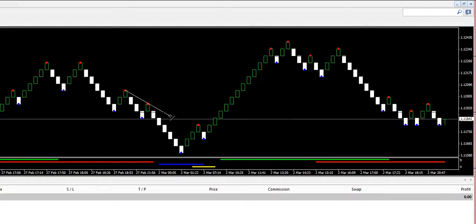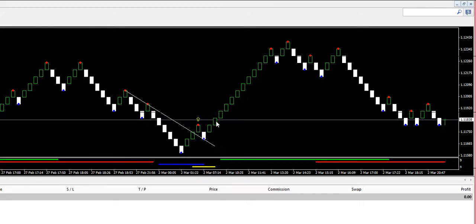Our first entry would have been at this point here. That's our first trend line. We simply connect the red dots. When we have a red dot which is lower than the previous red dot, we use an angled trend line, and as soon as the price action crosses that trend line, which is at this point here, that is our first buy signal for the day, which is actually very good.